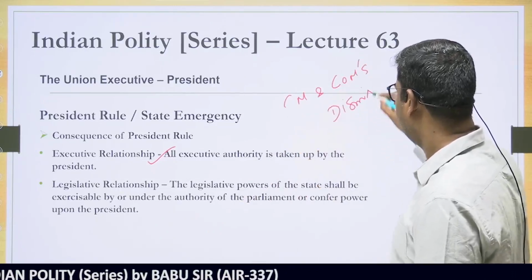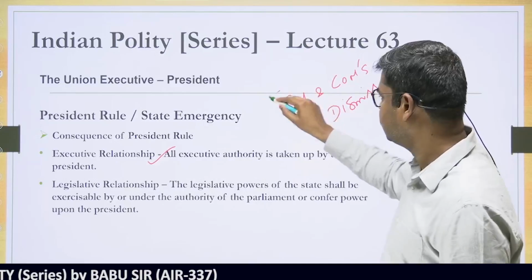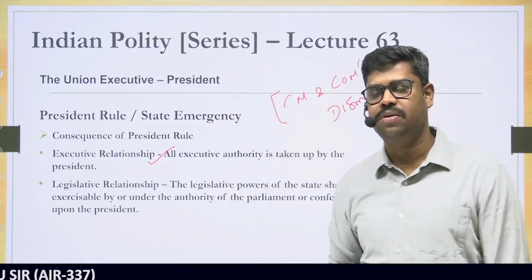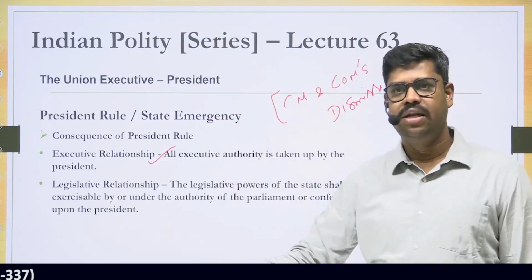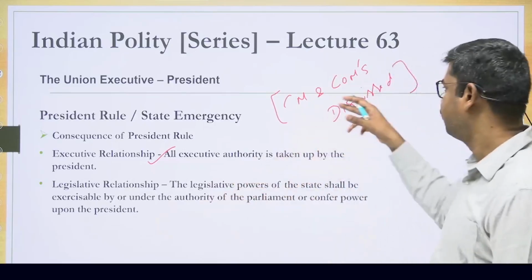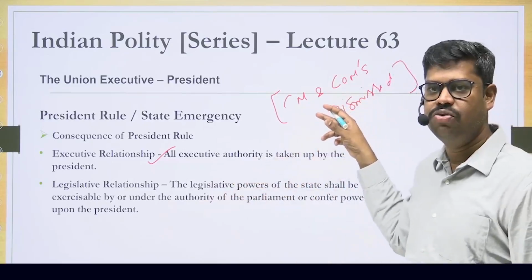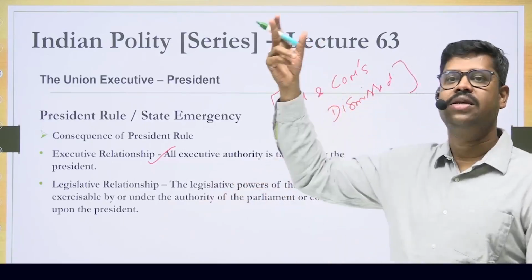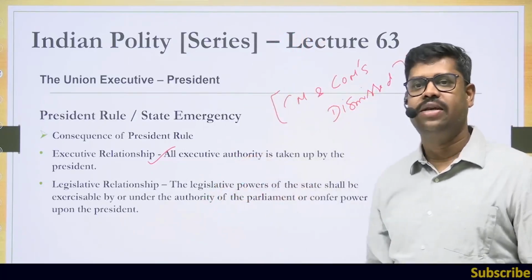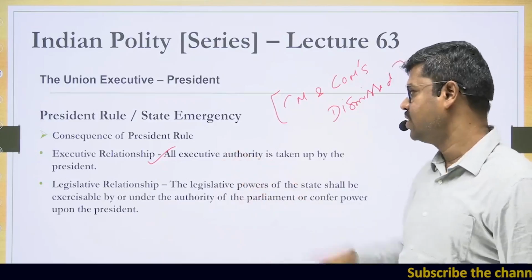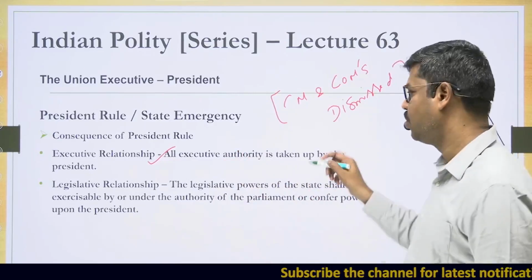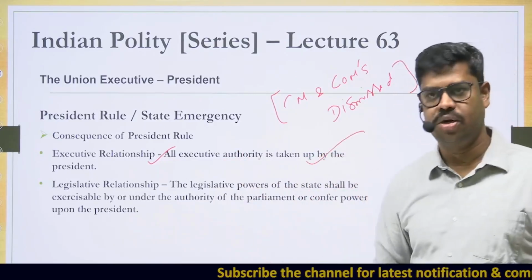And because they are dismissed, who will carry out the entire state administration? Because now it is called president rule. The entire administration is taken up by the president. While the president can delegate the power to the governor, that's a different thing. But the governor does not act on the aid and advice of the Council of Ministers, but rather it is the president who may direct the governor. So there are no state executives in the first place. So when you talk of the executive relationship, all the executive authority is taken up by the President of India. So this is very, very important.